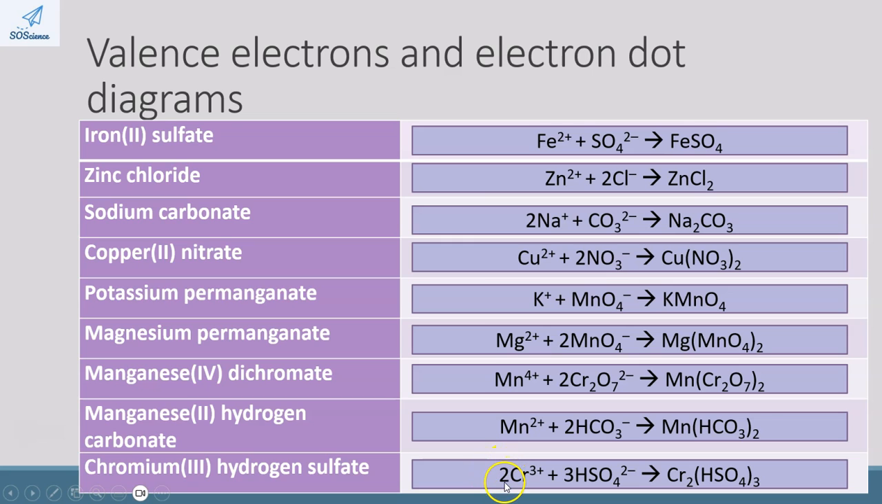that we can expect on the left. So we need 2 Cr3+ to balance out 3 HSO4 2−. Again, 2 times 3 gives you 6, and 3 times 2 gives you 6. So we need to make sure that we balance out these superscripted charges.